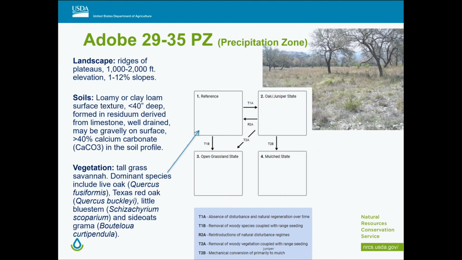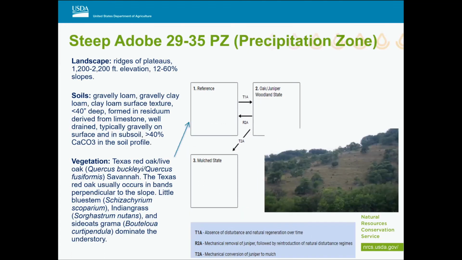So you can see what the representative of Adobe looks like, pretty low sloping. Then you get steep Adobe, that hillside. So the vegetation and the bedrock are similar, but you have a different land use potential because of that slope. You can still have a juniper oak invasion.